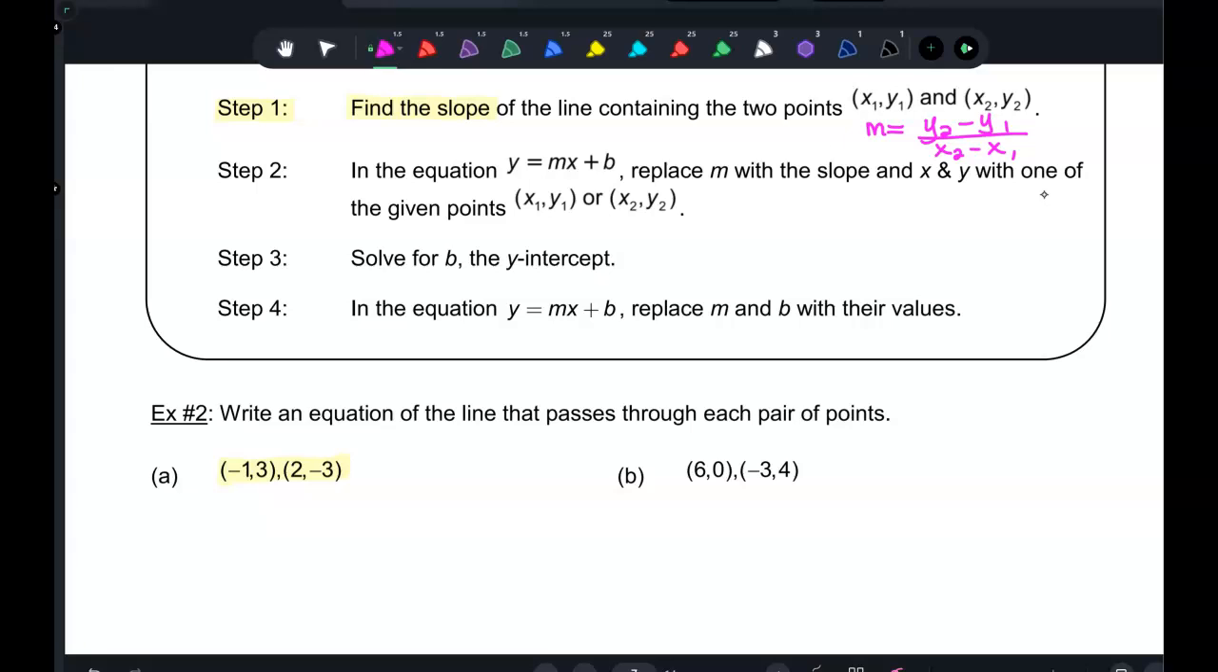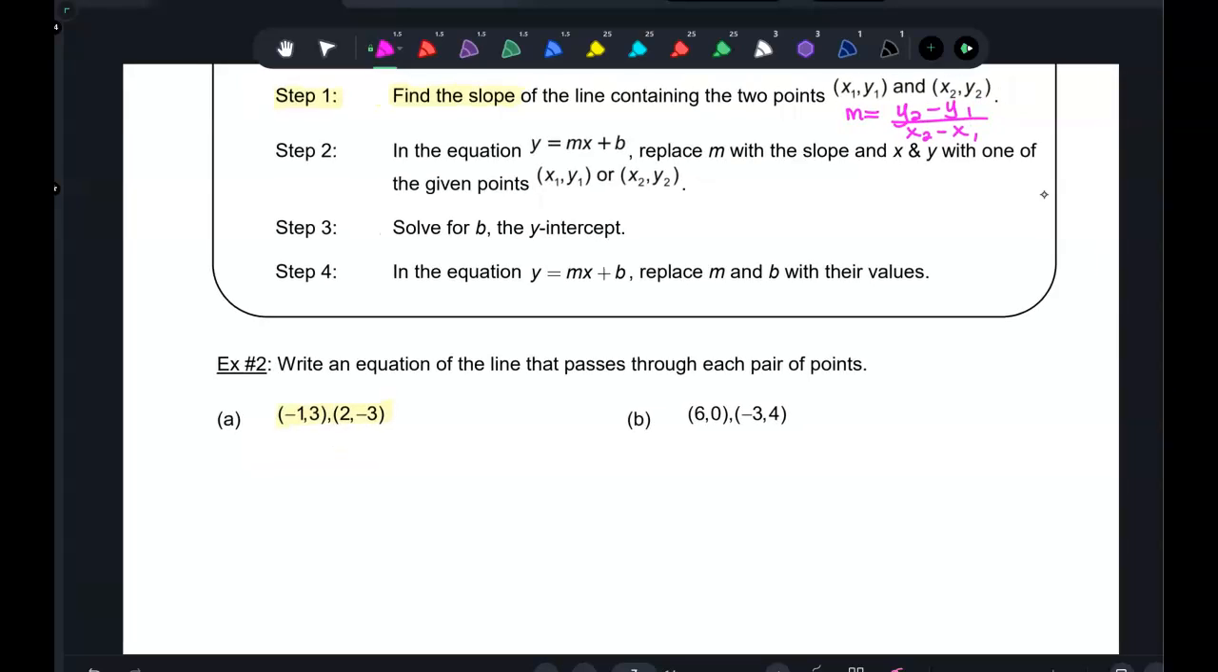Okay. So here's what I'm going to do. x1, y1, x2, y2. So I want to do y2 minus y1 over x2 minus x1. Okay, that's just the formula.